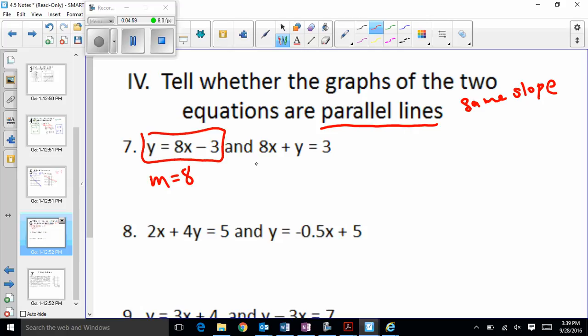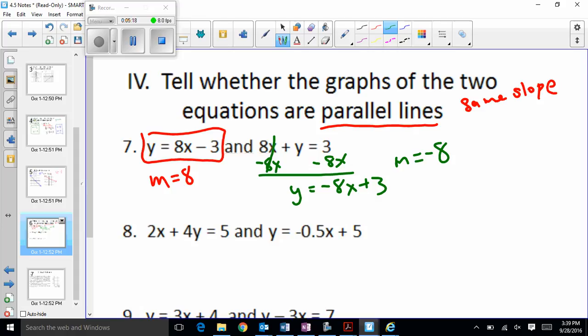For this equation right here, I have to rewrite. So I'll change colors here real fast. I'll subtract 8x on both sides. And now I have y is equal to negative 8x plus 3. It's in slope-intercept form now. That means my slope is negative 8. And so is it parallel? Nope, it's not parallel. The slopes are different from each other.